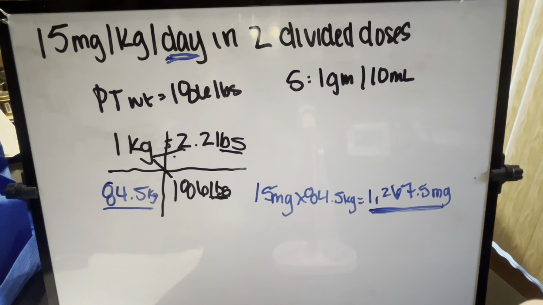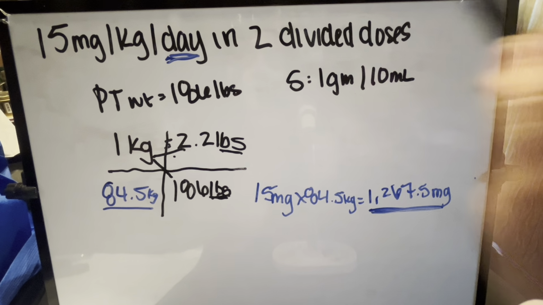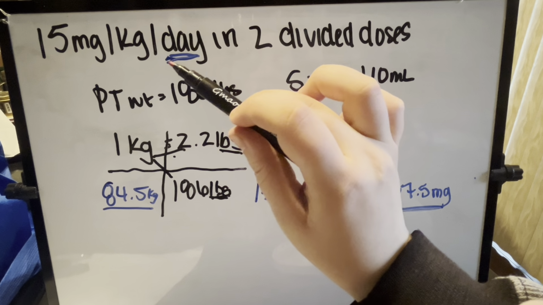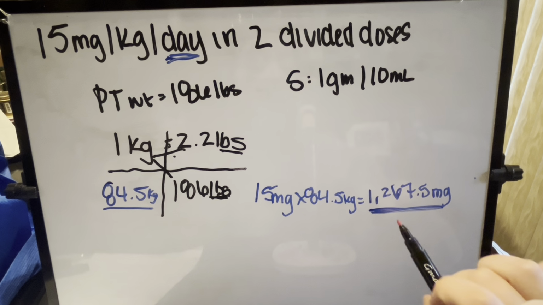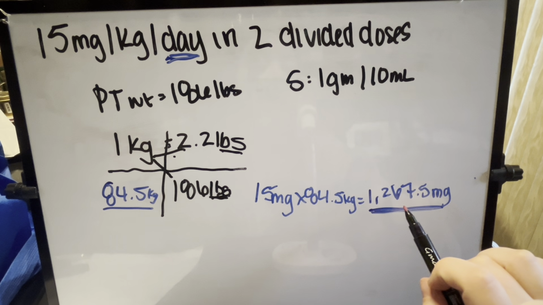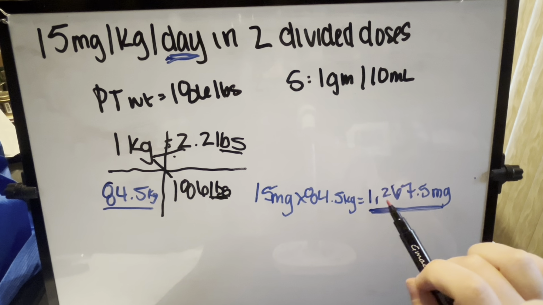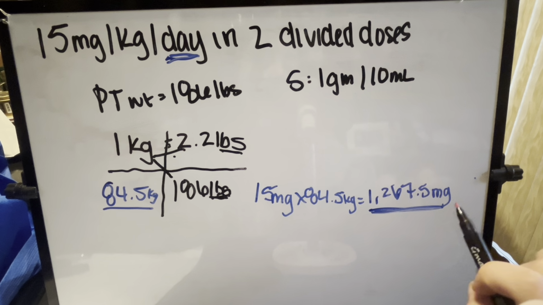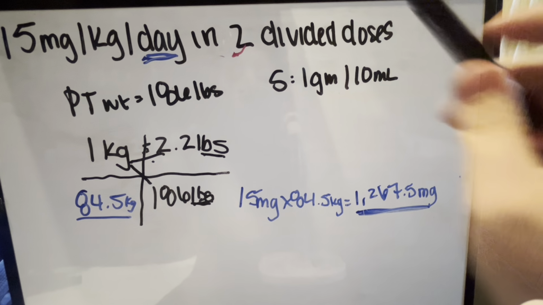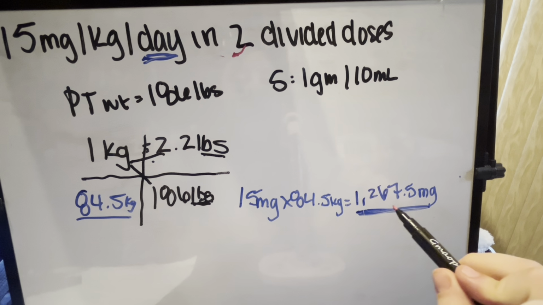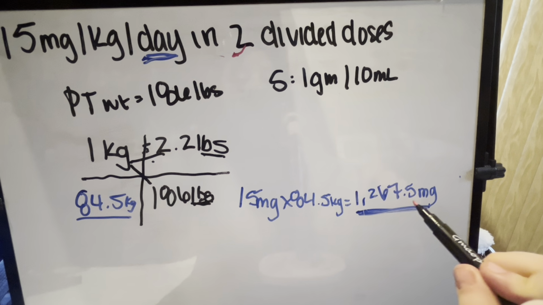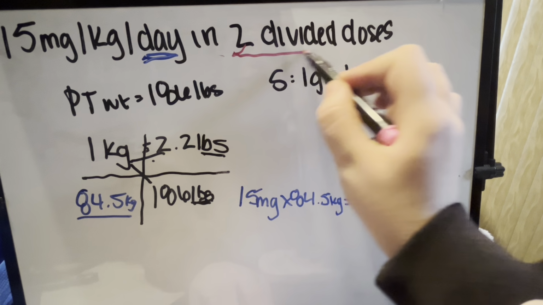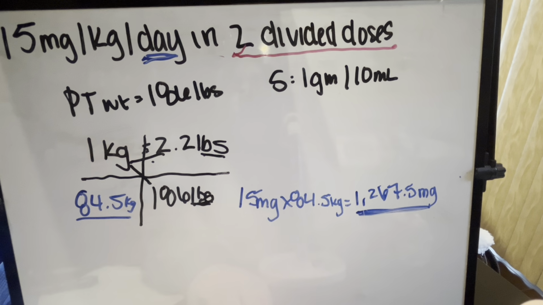Now we're asking how much the drug is required per dose. So now let's go ahead and look at the second part of this equation. So we have 15 milligrams per kilogram per day. So we know that that's 1,267.5 milligrams. That means that we have 1,267.5 milligrams in 2 divided doses.